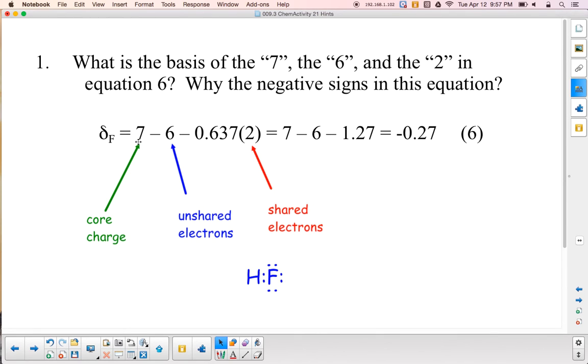If we think of the 7 as a positive 7 core charge, the unshared electrons counteract 6 of that, so we take away 6, and now we're down to a total of positive 1 charge, and the shared electrons that fluorine has 63.7% of the time take away another 1.27 from the core charge, reducing the overall charge of fluorine to a negative 0.27.